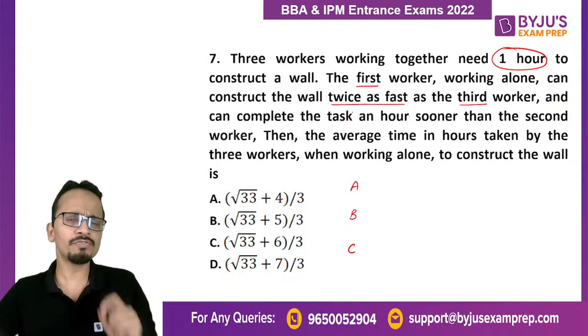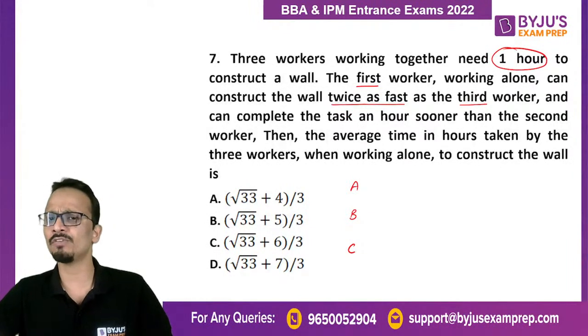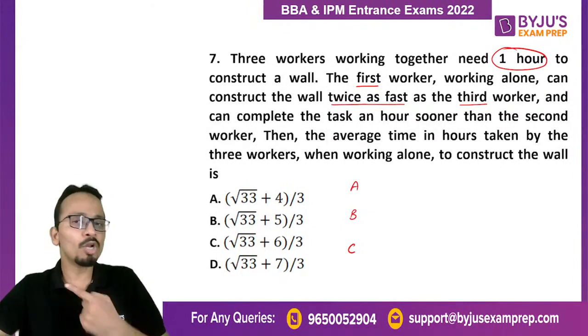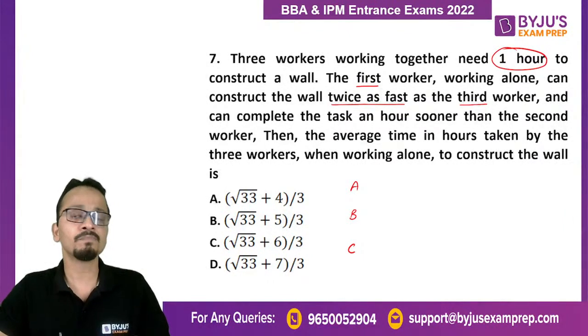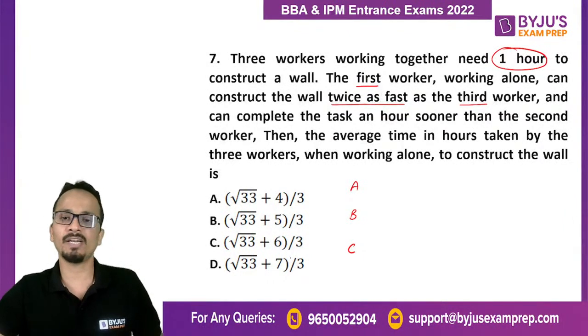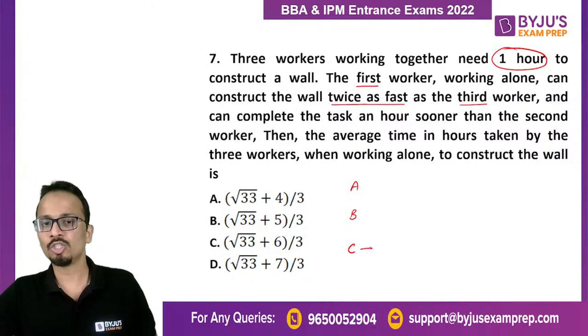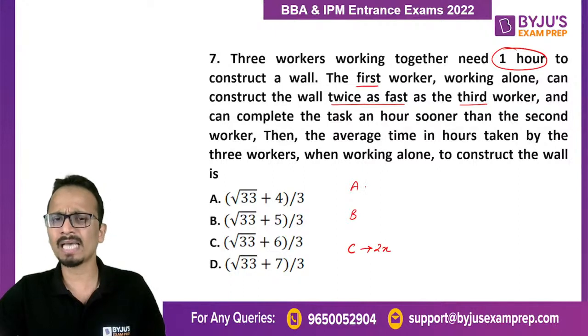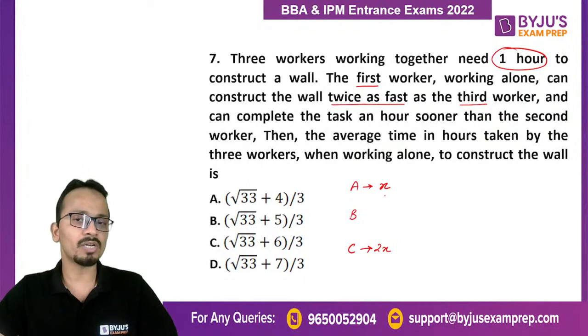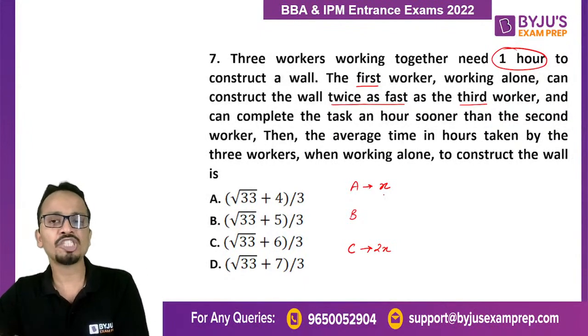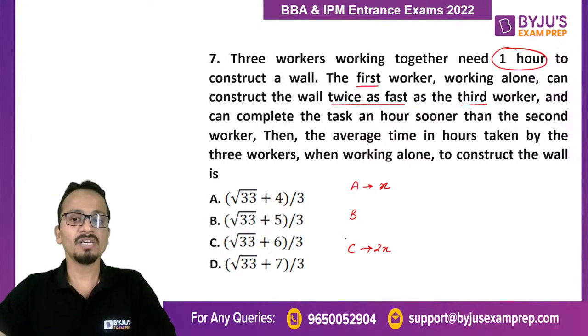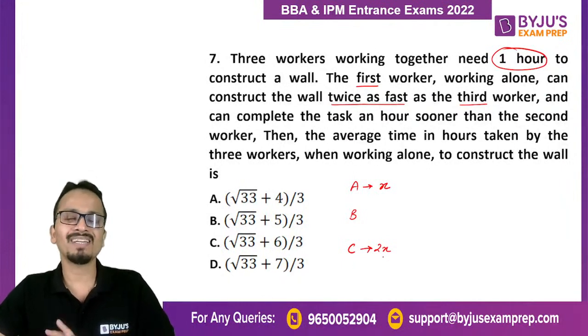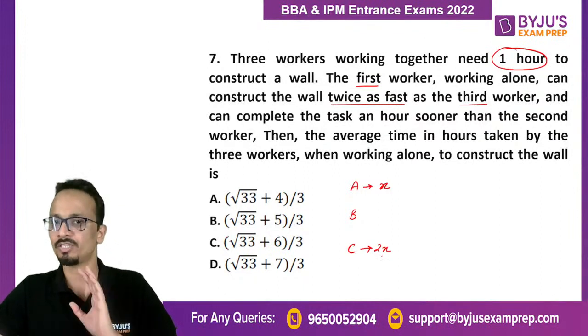So the efficiency of first worker is twice the efficiency of third worker. So I can say that the number of hours that the first worker will take will be half that of the third worker. So if third worker can finish the work in 2x hours, then the first worker can finish it in x hours, because first worker is twice as efficient as the third worker.